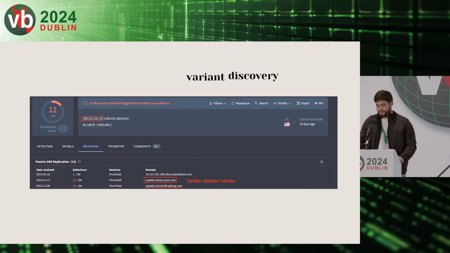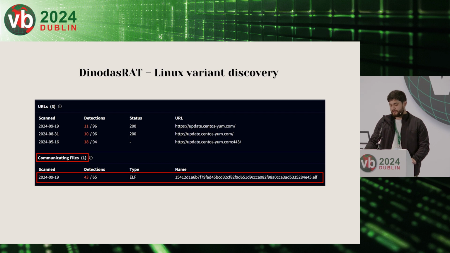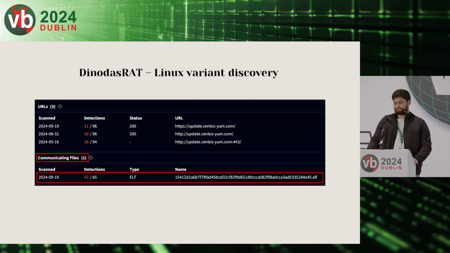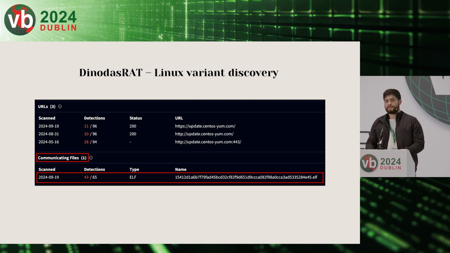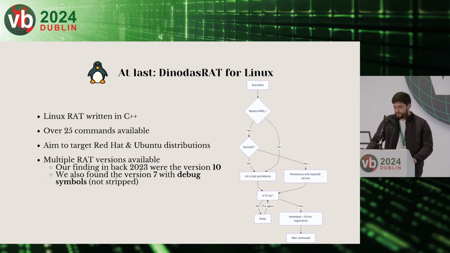And when you take a look into this domain, we did find an ELF file, executable and linkable format, a Linux executable, communicating with this domain. So I decided to take a look into this file. I was not hoping to find the same version of the Windows RAT, but ended up finding the same RAT, but with a code base written for Linux. So at last, DinodasRAT for Linux.